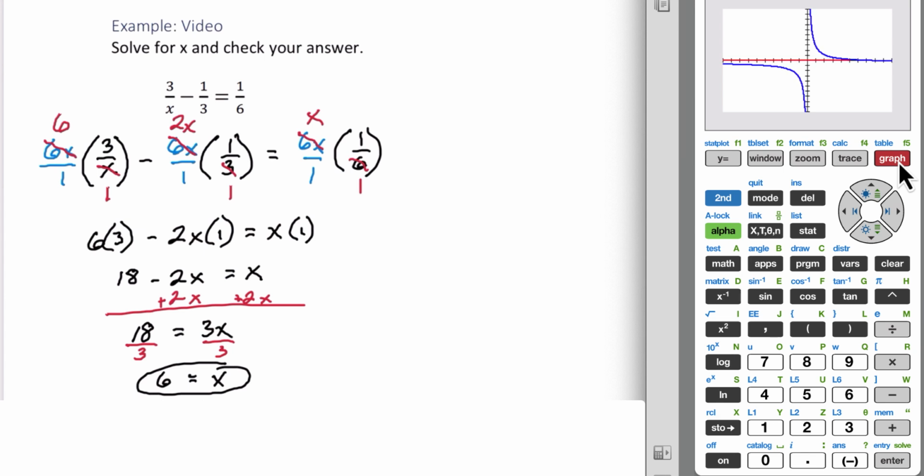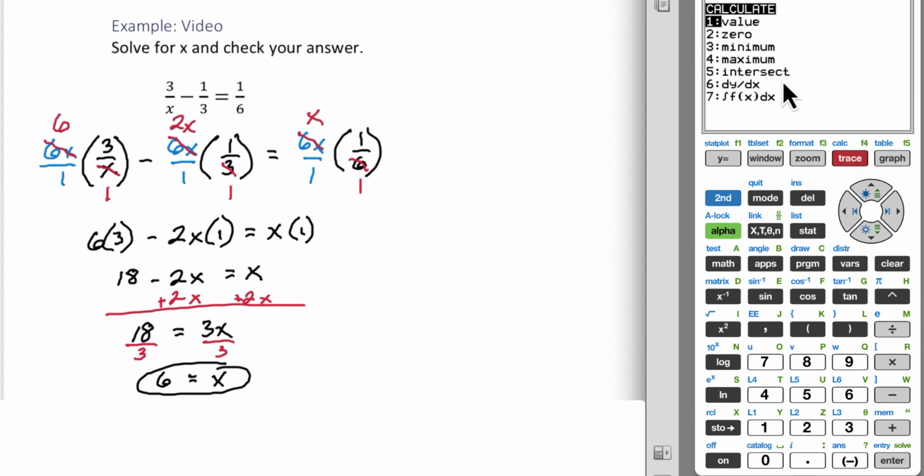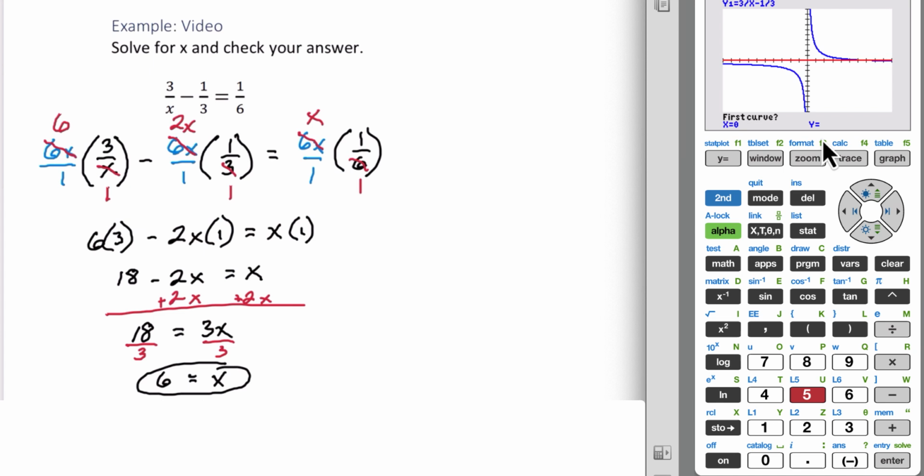And graph. We're looking for where they intersect, and it looks like they're intersecting over here. To find that, we'll hit second, trace, and number 5 is what we're looking for. Notice it's on the first curve. You may have to scroll a little bit to find it. There it is. We want to get close to what we think is the answer. It looks like it's crossing around 6. Hit enter, it'll automatically jump to the second curve. Again, we can move that cursor around if we want to. Hit enter, enter, and it spits out the coordinate where those intersections are happening. Remember that we want the x value, which is 6, which confirms our algebra.